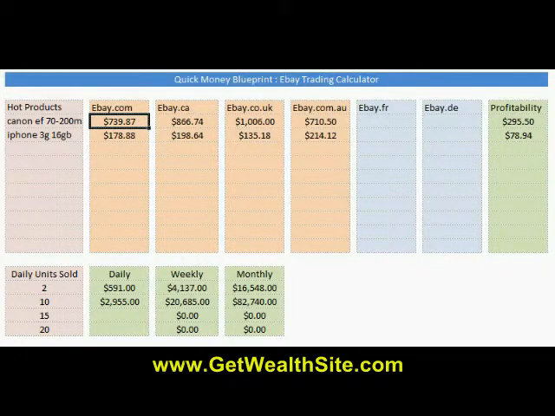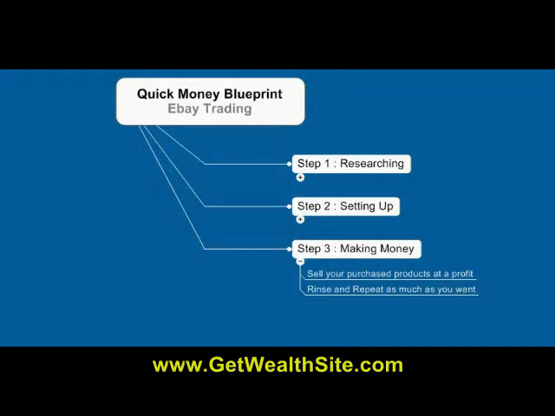Just know that very, very few people have the idea for this system that you're looking at. So just know that this quick money blueprint is just that. You can make a quick amount of money, actually very fast, all by just doing eBay trading. And I came up with the word eBay trading because I do a little bit of day trading in the stock market, and that's just the best thing I could come up with.